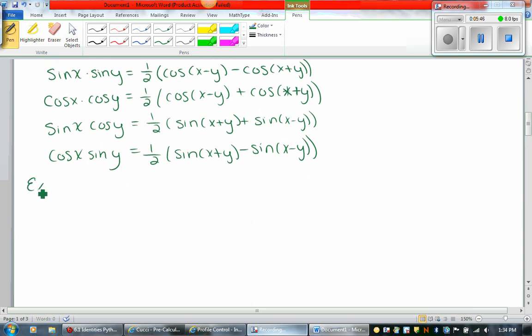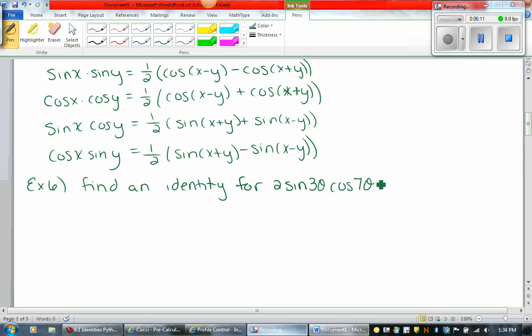Okay, so my next example is example 6. I want to find an identity for 2 sine 3 theta cosine 7 theta.